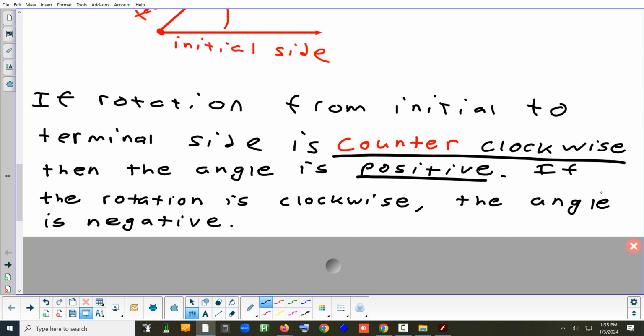Generally, when we talk about shapes like triangles, quadrilaterals, we don't talk about negative angles. Negative angles don't really make sense when you're talking about a shape. It only really makes sense when you need to talk about movement on a circle. That's what the negative is for.